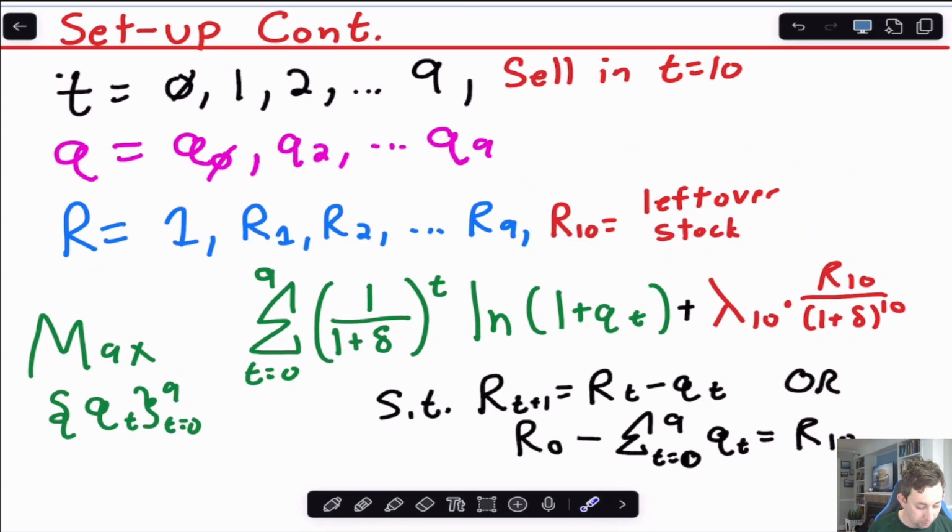And so our maximization problem is the sum from t equals 0 to 9 of 1 over 1 plus delta to the t times our profit function, plus an extra bit of profit of lambda 10 times R10, discounted into period 10, so that's divided by 1 plus delta to the 10. Our constraint, very similar to what we've seen before, is that the amount of resource in the ground tomorrow is whatever I started with today minus whatever I took out today. Alternatively, R0 minus the sum of all the Qt extraction is equal to R10, the amount of stock that's left over.